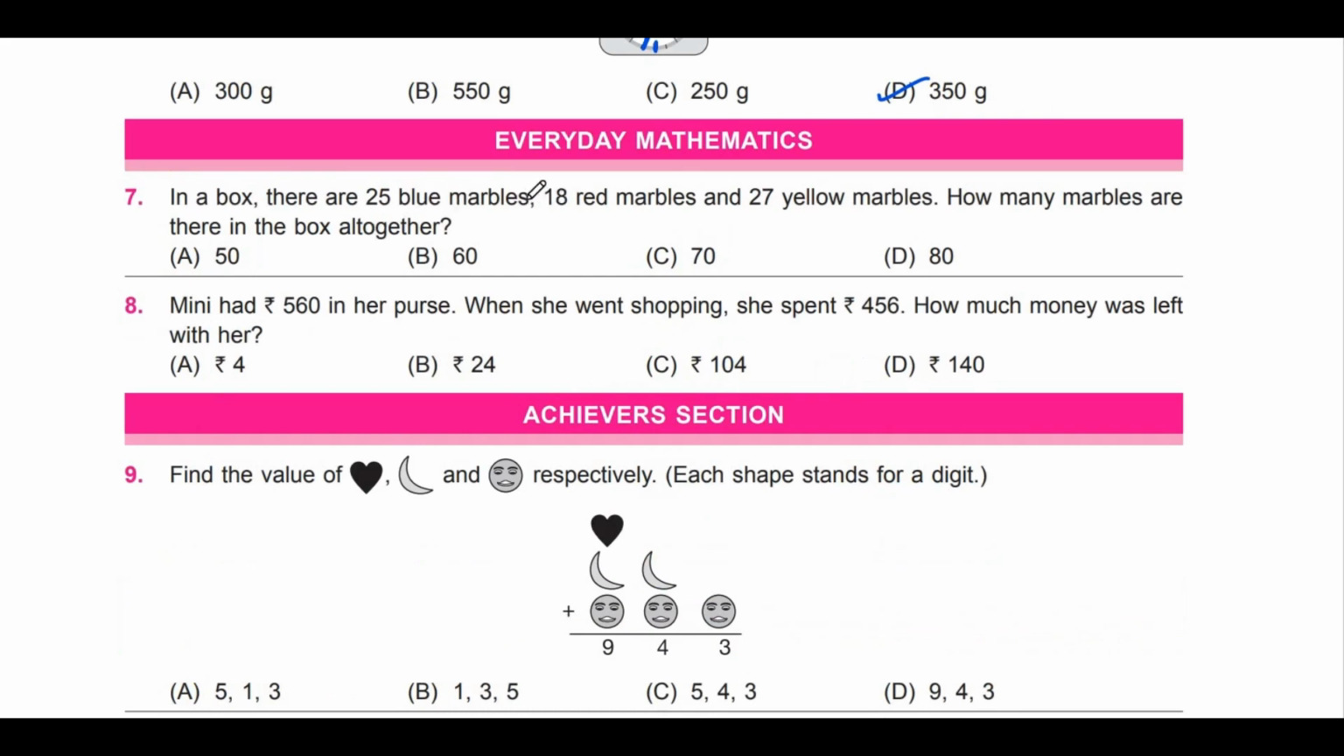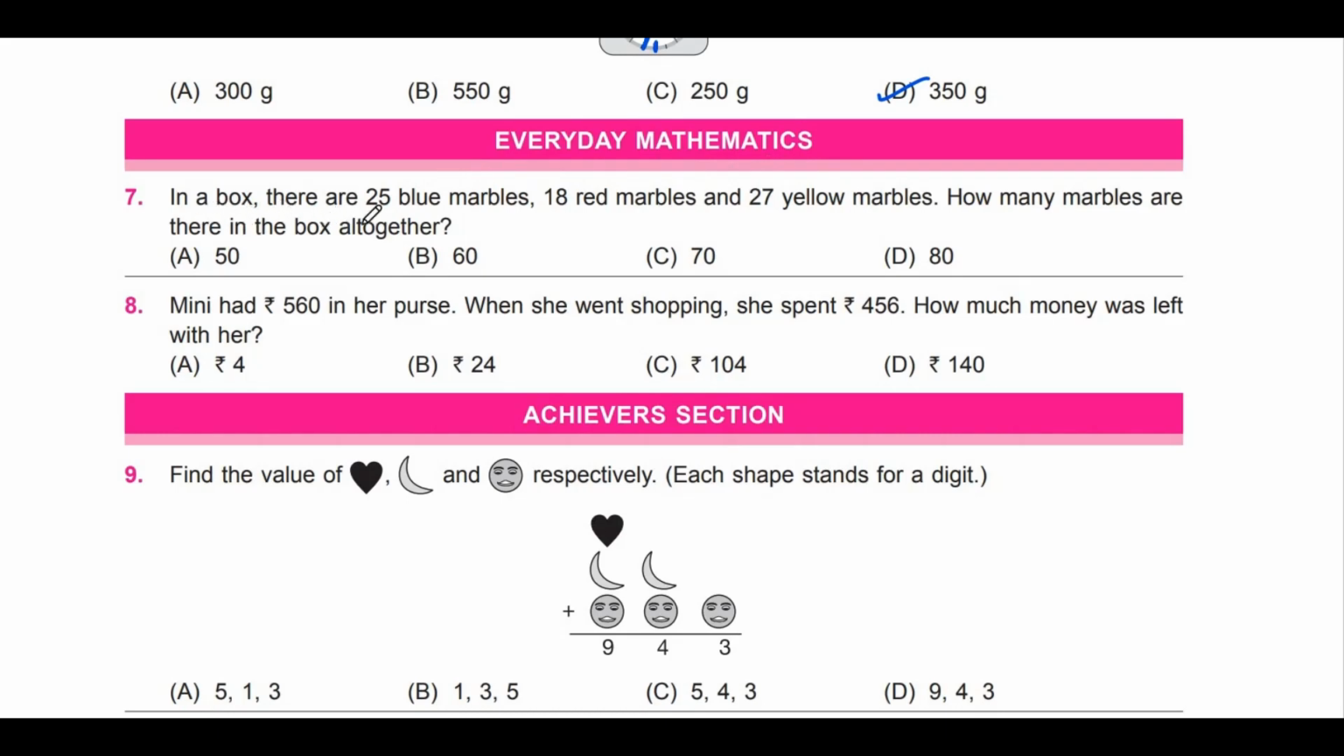Now let's see the third section, which is everyday mathematics. As I already told you, everyday mathematics is nothing but the math which we use in our day-to-day life, the amount spent, the time or the number of things together. So that is our everyday mathematics, which is very easy. Now let's see the seventh question for today.